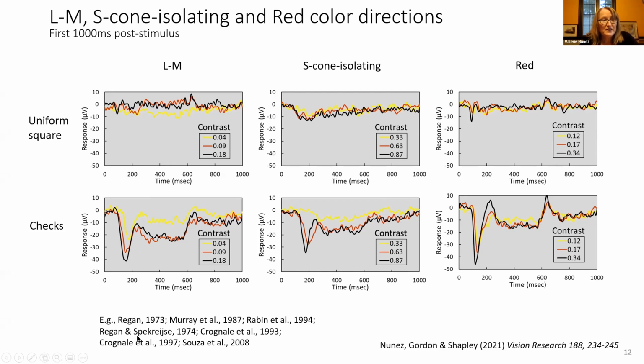The difference in the responses to uniform squares and checkerboards is important. It suggests the responses to the two stimuli have different dynamic properties and therefore two different mechanisms, one increasing linearly with cone contrast, the other increasing nonlinearly.